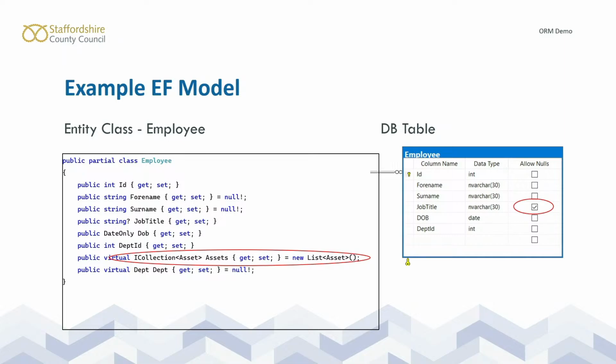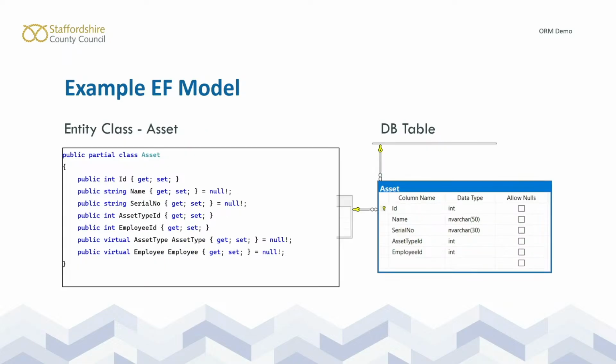And you've also got soft relationships. This employee would have a series of assets, so you've got a soft virtual relationship there to be a list of assets. But also you've got a single department. So they are soft relationships back to other tables, back to other entities. And similarly, there's the asset. You've got an asset type, a one-to-one asset type, and an asset belongs to an employee.